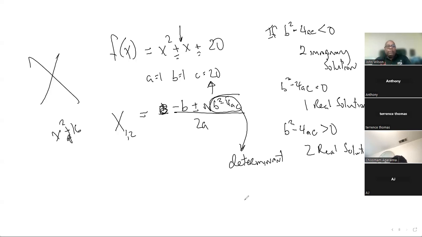All right, okay, so the discriminant is b squared minus 4ac. If it's less than 0, we have 2 imaginary solutions. If it's equal to 0, we have 1 solution. If it's greater than 0, we have 2 real solutions. So it's almost like how we started today.